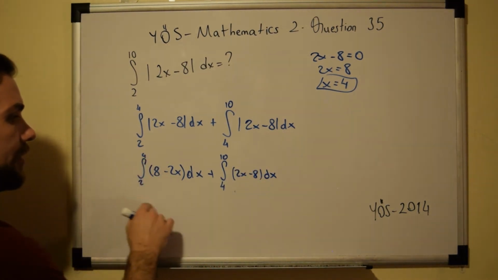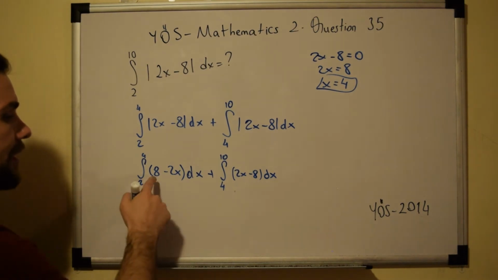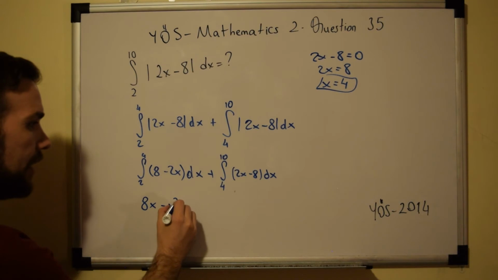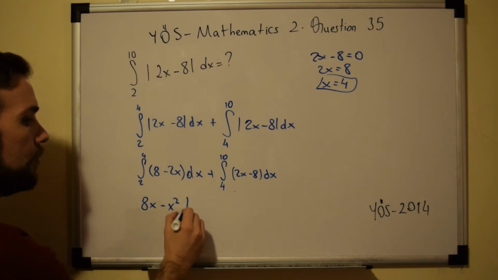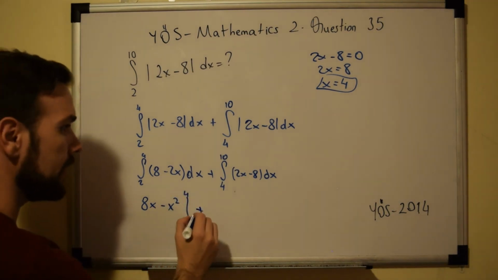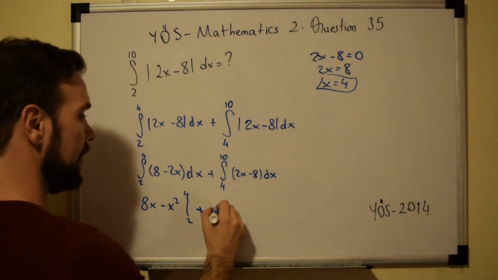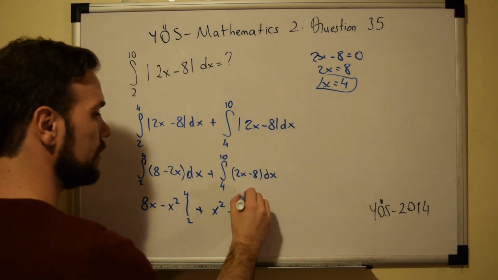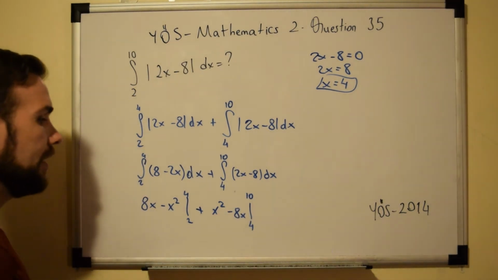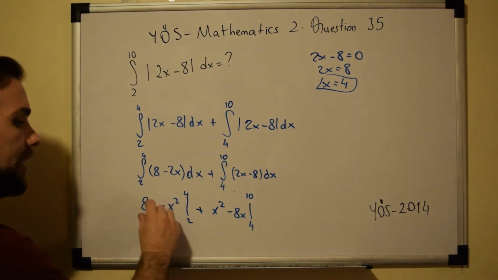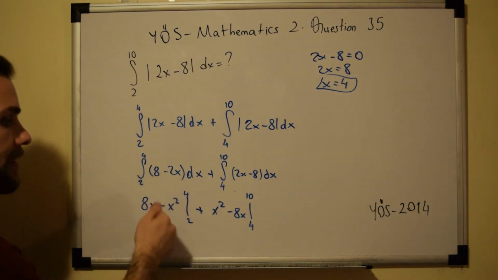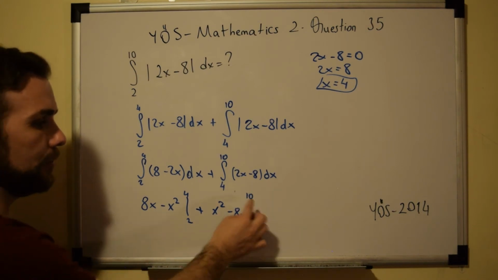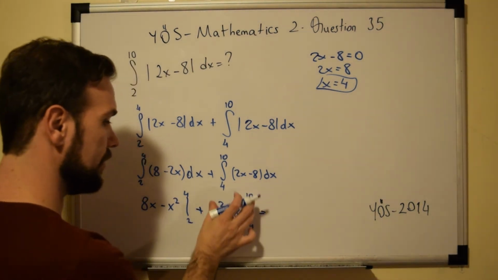So what is the integral of 8 minus 2x? The integral of 8 minus 2x is 8x minus x squared from 2 to 4. Plus, what is the integral of 2x minus 8? We have x squared minus 8x from 4 to 10. Now, in these cases, we take the expression with x at the highest value minus the expression with x at the lowest value, and we do the same over here for this expression.